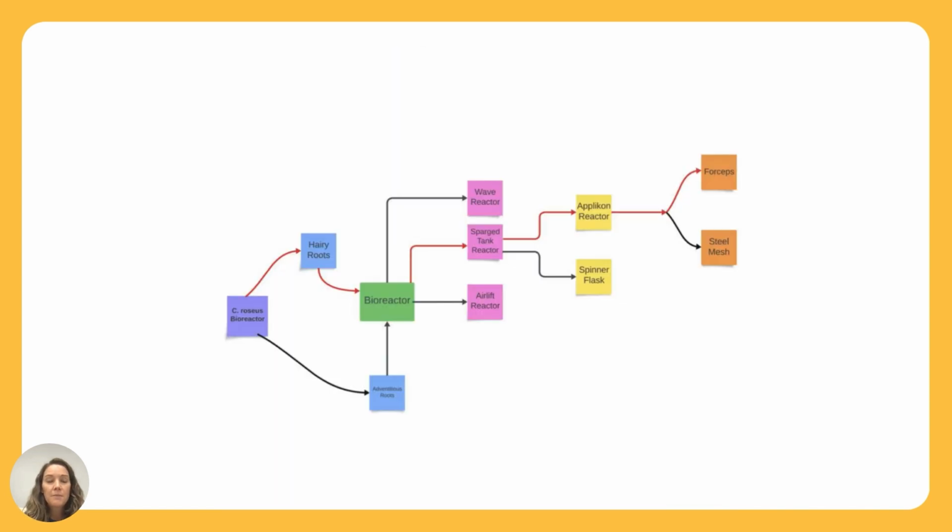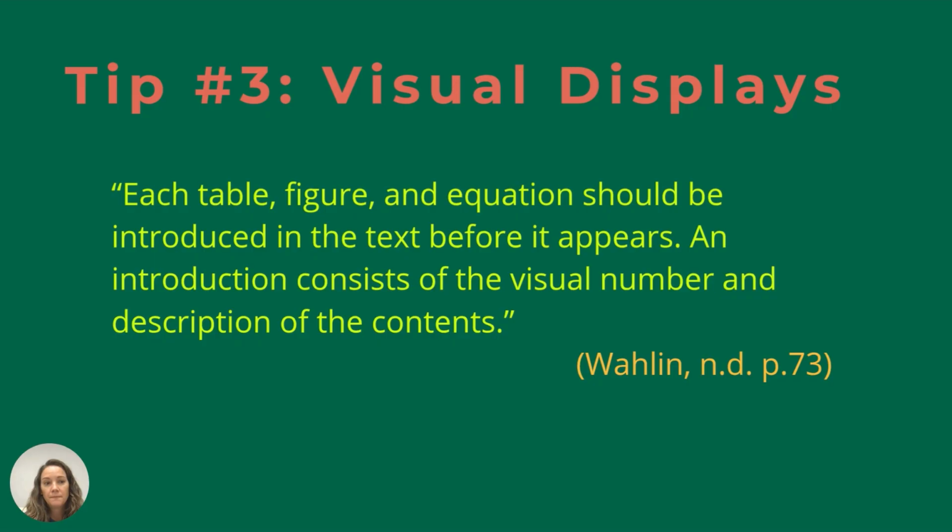This is the same team's process flowchart that they included in their report. It shows a couple of different paths considered and highlights the path taken there in red. And this segues nicely into our next tip on visual displays. Tip number 3, visual displays. Each table, figure, and equation should be introduced in the text before it appears. An introduction consists of the visual number and description of the contents.